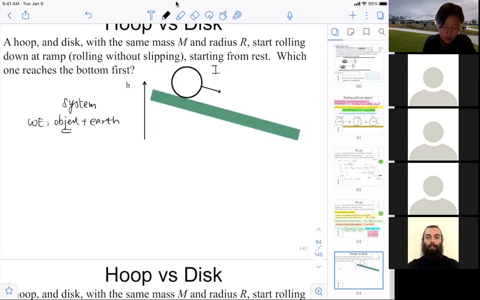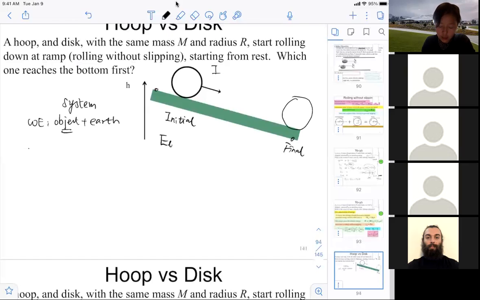The object could be the hoop or the disk, depending on which one you're looking at. The initial moment is when your object is at a height h. The final moment is when it reached the bottom. Okay, and we're going to look at the energy terms.